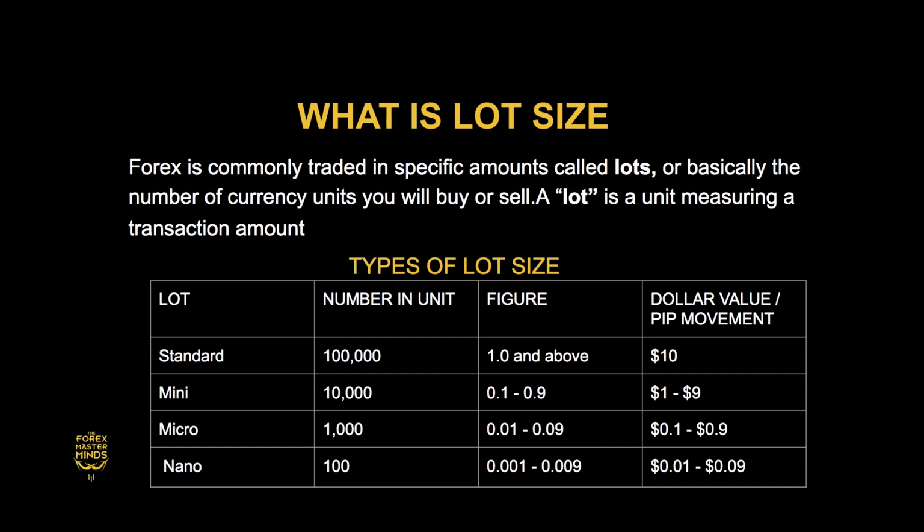Now, moving on to the next, micro lot size. The number of units is 1,000. So for each micro lot size you are taking, you are buying 1,000 units of that currency. The figure for micro lot size is 0.01 to 0.09, and the dollar equivalent according to pip movement is 0.1 dollars, or should we say 10 cents.